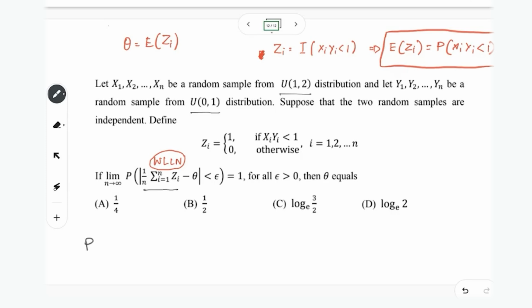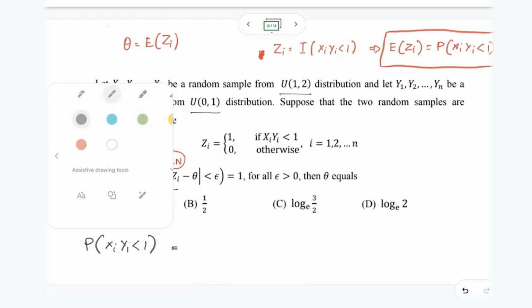So how do you find this? You can do it easily. Any ideas? This is the distribution function of XiYi at 1. Now Xi and Yi are independent. So can you write this like this? No, because it's not X comma Yi. XY less than 1 is not equivalent to that.